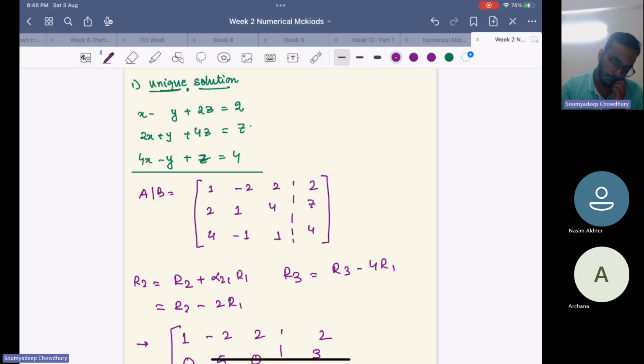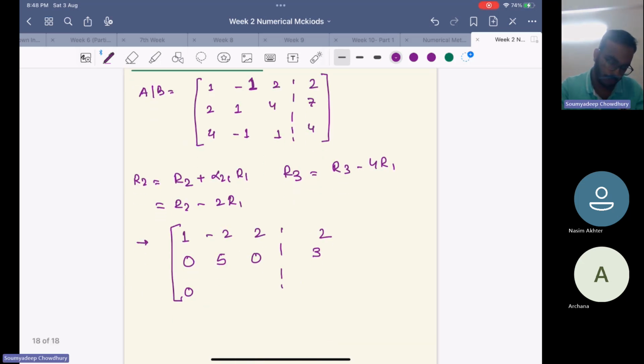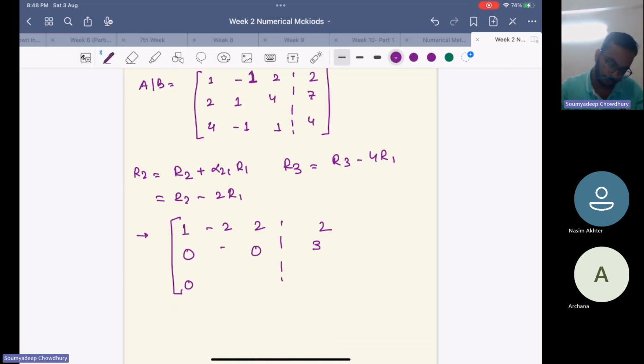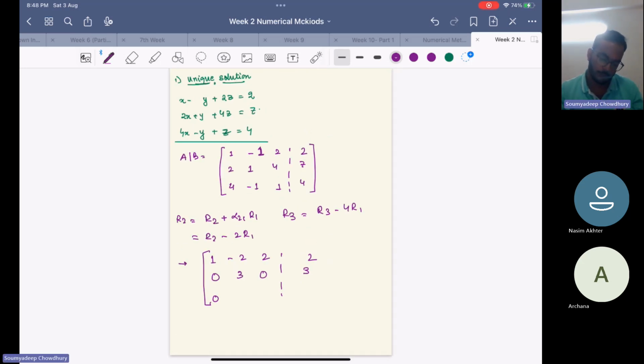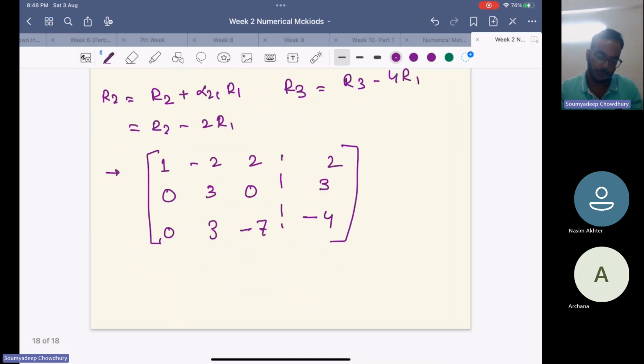Sorry, it is 1 plus 2, which is 3, 4 minus 4 is 0, 7 minus 4 is 3. And this row is 4 minus 4, 0, minus 1 minus 1 to minus 1 is 3, 1 minus 8 is minus 7, 4 minus 8 is minus. This is after the first step, right?